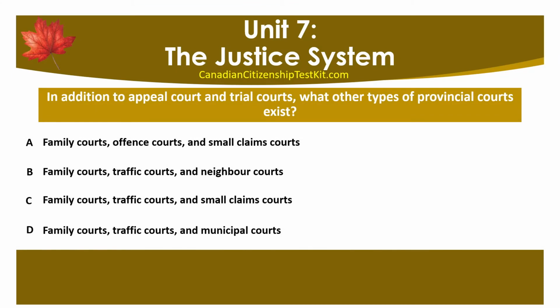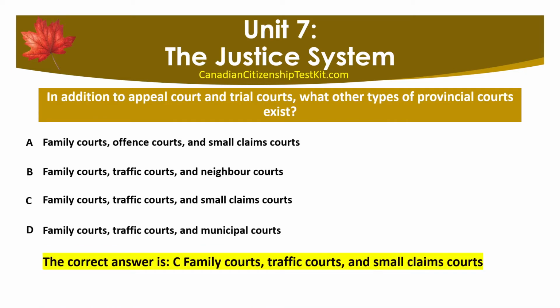In addition to appeal court and trial courts, what other types of provincial courts exist? A. Family courts, offense courts, and small claims courts. B. Family courts, traffic courts, and neighbor courts. C. Family courts, traffic courts, and small claims courts. D. Family courts, traffic courts, and municipal courts. The correct answer is C. Family courts, traffic courts, and small claims courts.